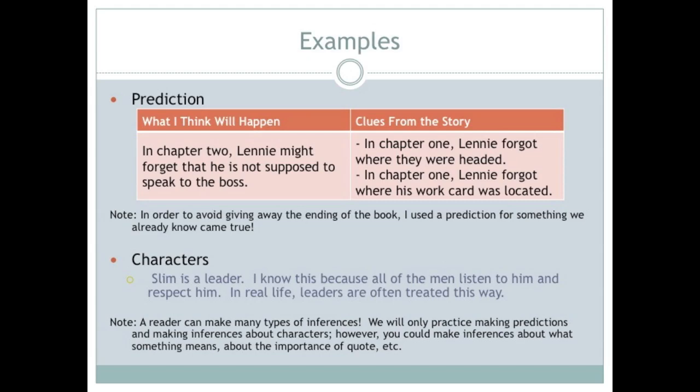Another example of an inference is when you think about character traits that are not provided from the story. What I did was I thought about Slim, and I thought about the way that he is treated in the book and the way that he acts in the book. I said, Slim is a leader. I know this because all the main characters listen to him and respect him. In real life, leaders are often treated this way. So I used the clues from the book. I looked at how the characters were acting, and then I thought about what I knew from real life.